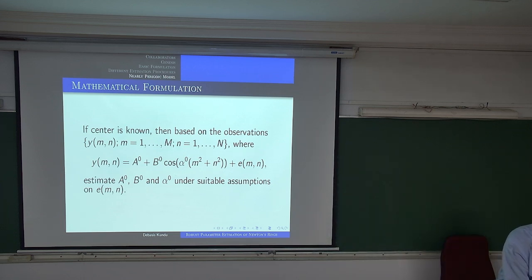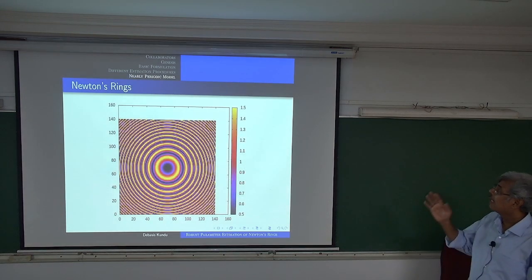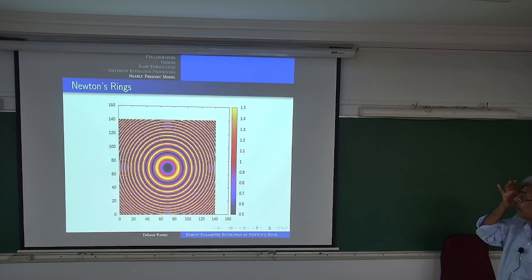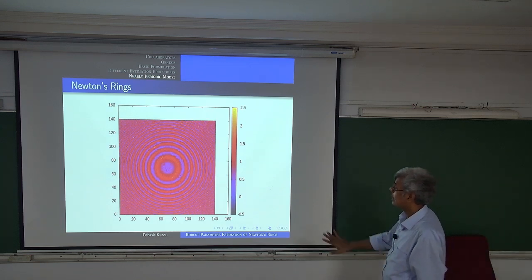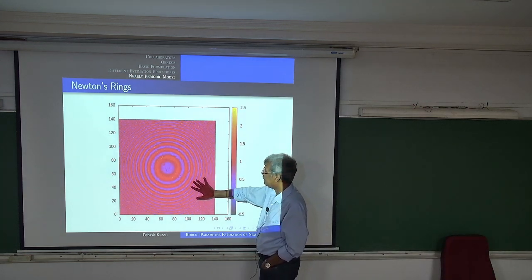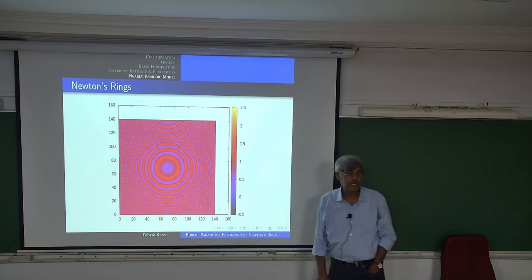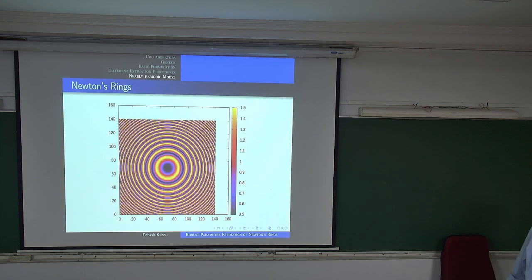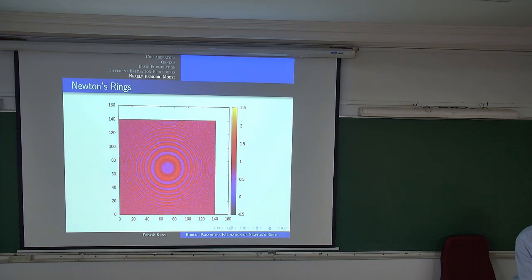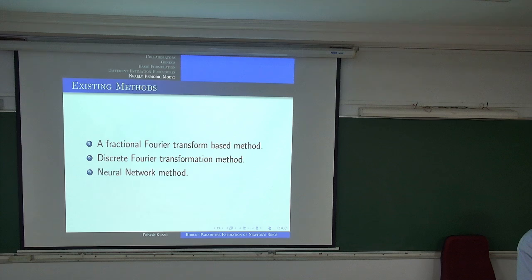Let me just put the two pictures. This is the Newton rings coming from the original model without the error, and with the error, it is like this. So basically the noisy picture is what you observe. From here, you want to extract this particular one. That is basically the problem. From the noisy picture, y_mn, which is the signal plus additive noise, you want to extract this.